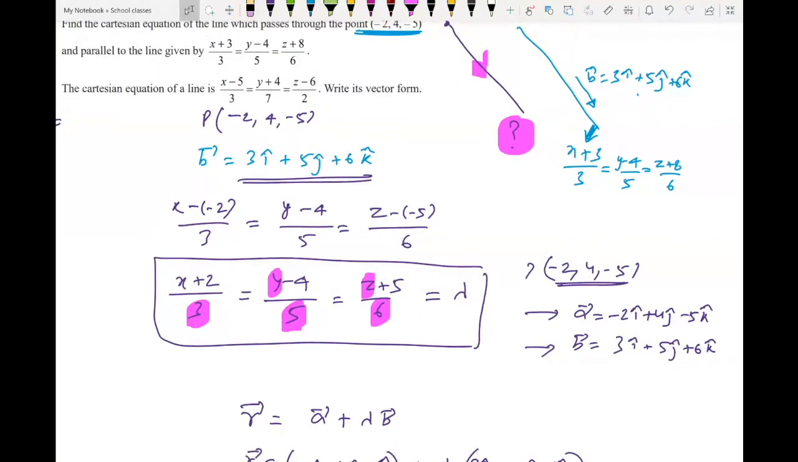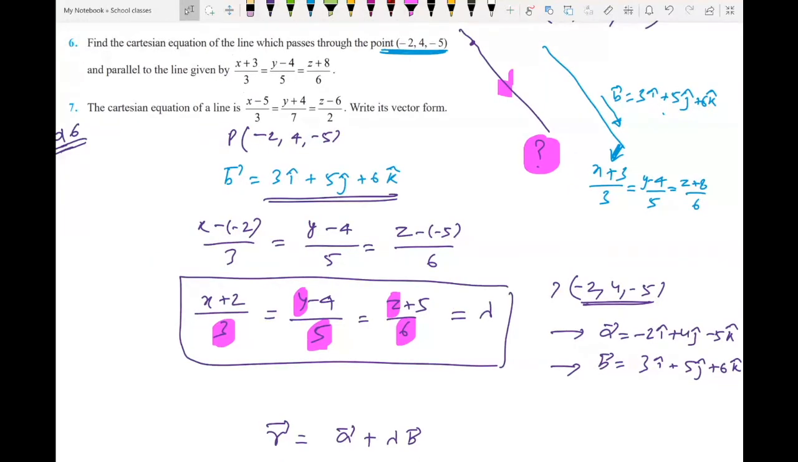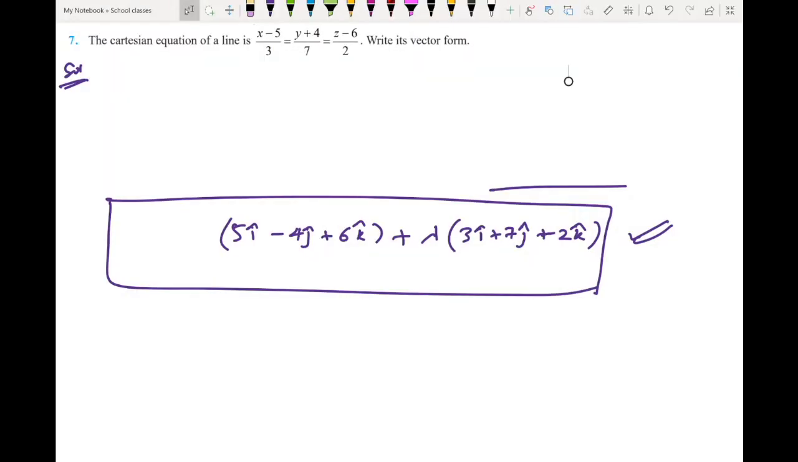See, Cartesian equation of line, question number 7. Everyone has to do it. Please try this question number 7. I told you how to convert it into vector form. Okay, so see, very simple. First of all, you need to write the A vector and B vector.